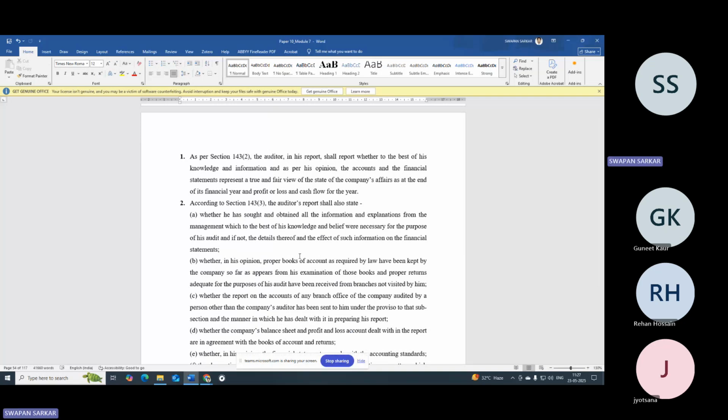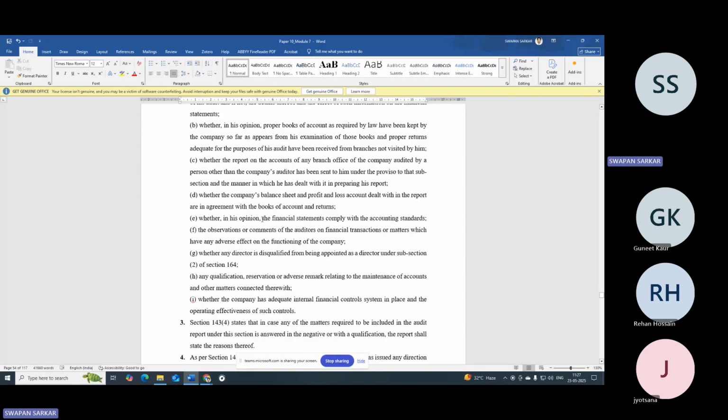Whether, in his opinion, proper books of accounts as required by law have been kept by the company so far as appears from his examination of books, and proper returns adequate for the purpose of his audit have been received from the branches not visited by him. Whether the report on the accounts of any branch office of the company audited by a person other than the company's auditor has been sent to him under the provisions of the subsection, and the manner in which he has dealt with it in preparing his report.